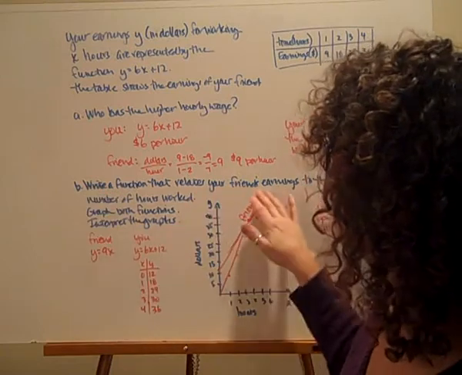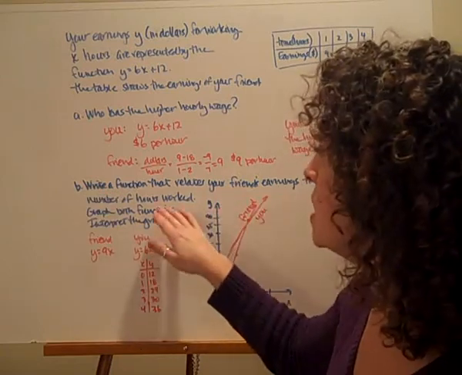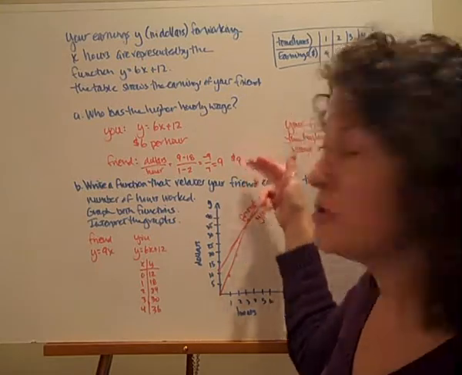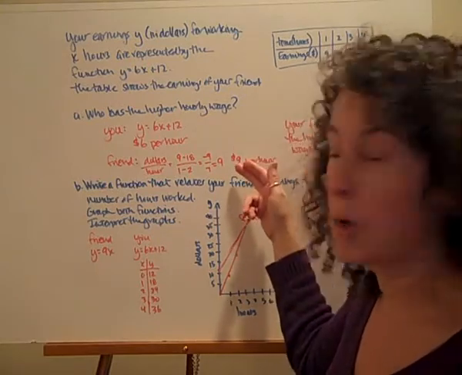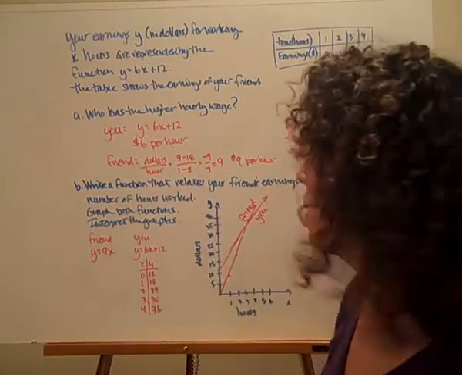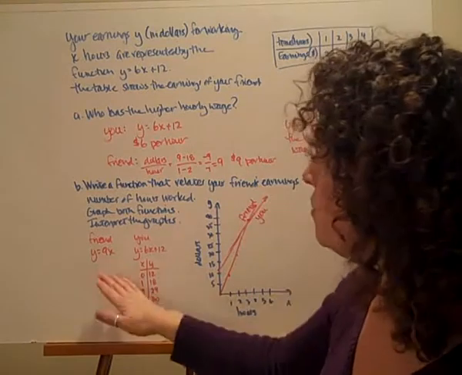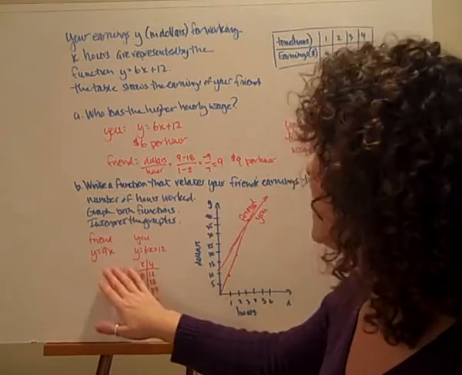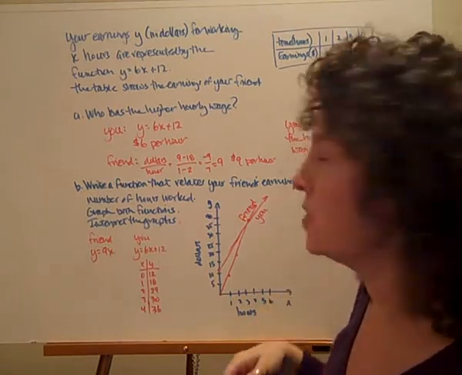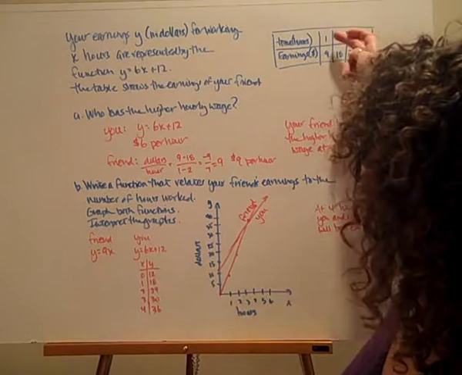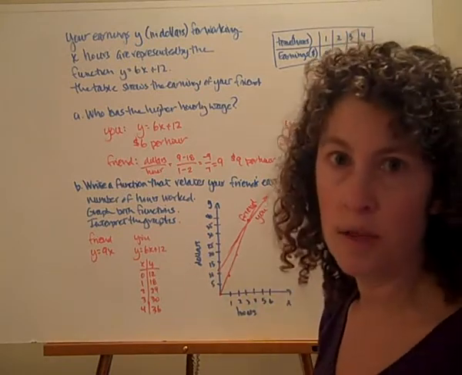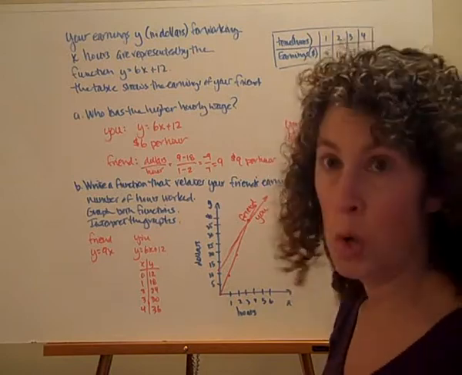Write a function that relates your friend's earnings to the number of hours worked. Graph both functions and interpret the graph. So we just figured out that your friend's rate is $9 per hour. Remember, your rate was $6 per hour. So your friend's rate is $9 per hour, which is the slope. If we go to write an equation, we can say y equals 9x. Now, we would have to go back and figure out what the y-intercept is for this one. Since they make $9 per hour, 1 hour is $9, 2 hours is $18. They're not going to make anything if they work for no hours.